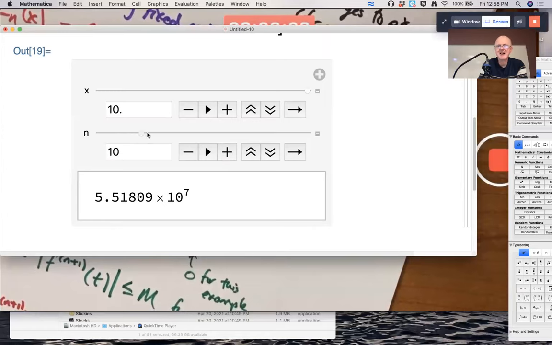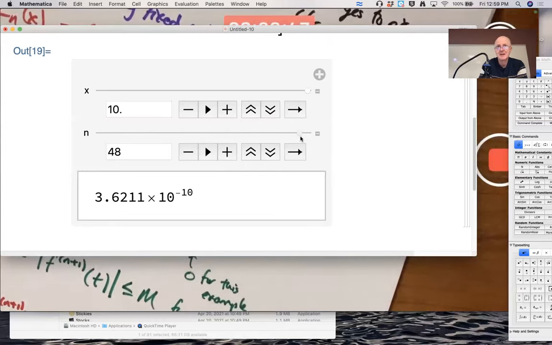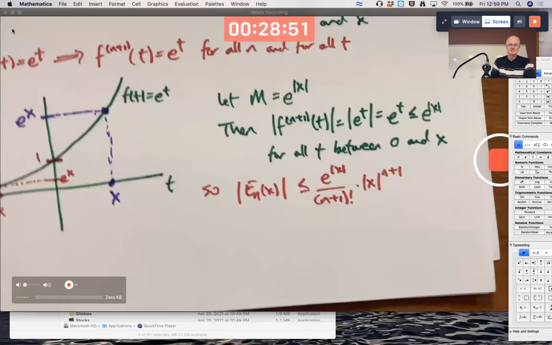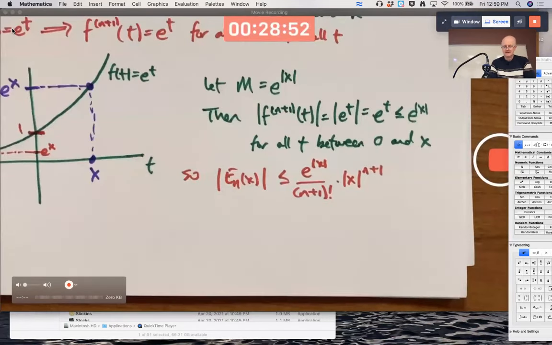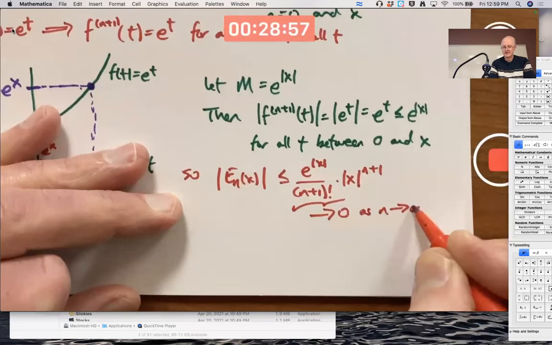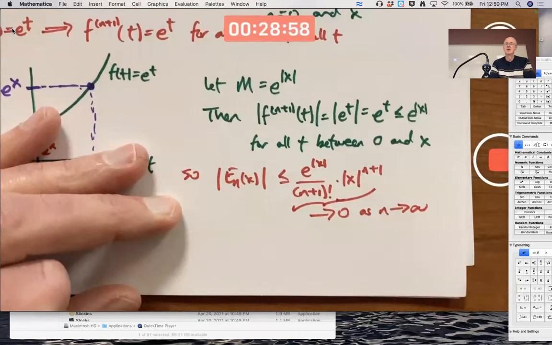But if n is large enough, it starts coming back down. Now it's coming back down. And eventually it becomes very small when n is really large. So that's no proof, right? That's just computer experimentation. But I hope it helps you believe it. This goes to 0 as n goes to infinity. This entire thing here.